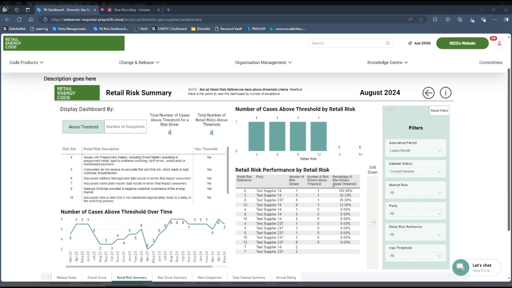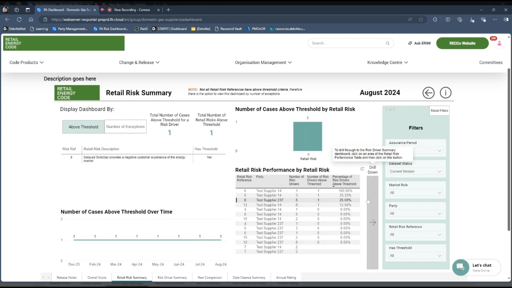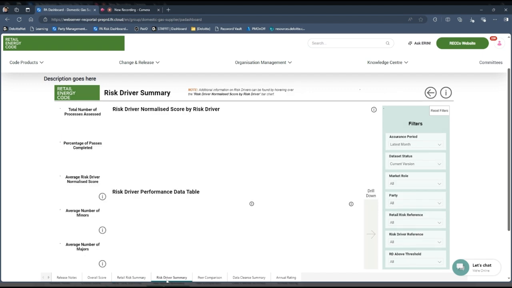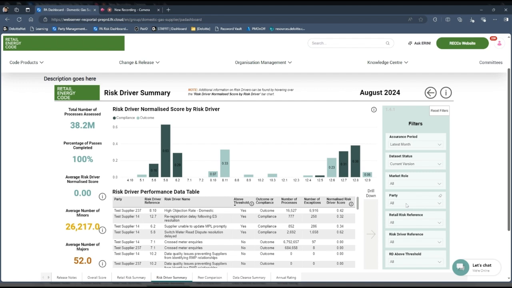To drill down, you have two options. You can either click on the particular retail risk in the table. I'll select retail risk 8, and then I would select drill down. Or alternatively, you can select the risk driver summary tab and use the filters on the right hand side.